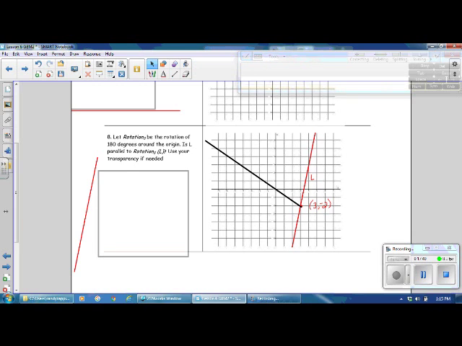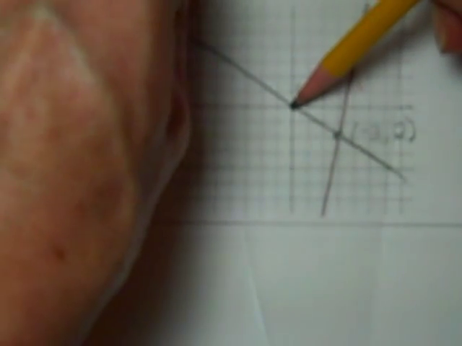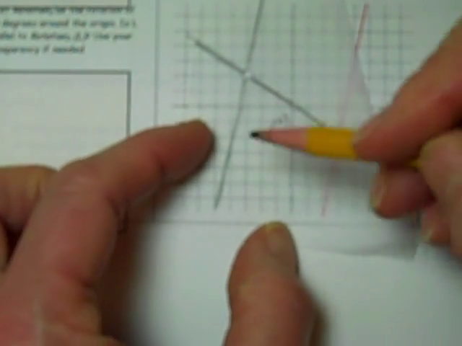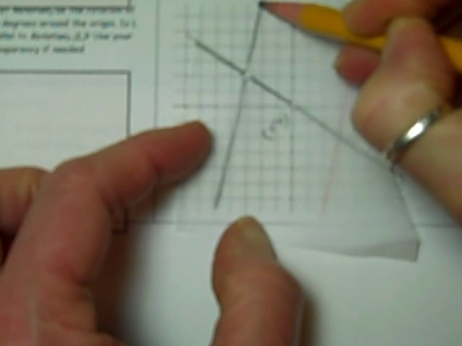Then place your tracing paper over this figure and trace it. Place your pencil tip on the origin. Rotate your paper 180 degrees until the point is back on the line. And then sketch your line and label it.